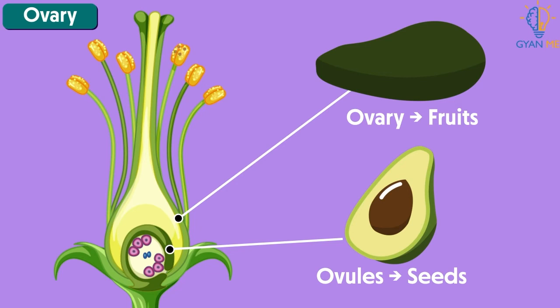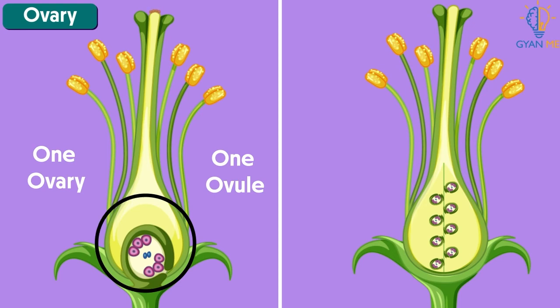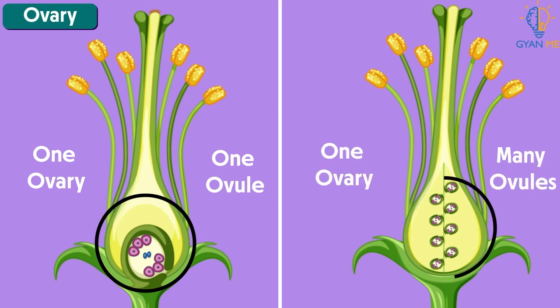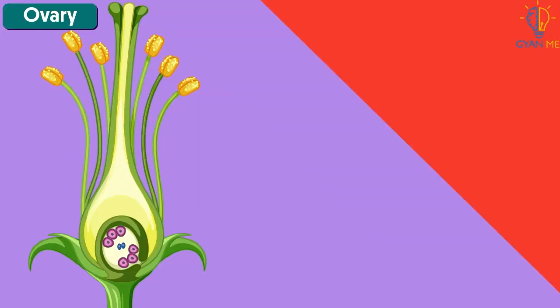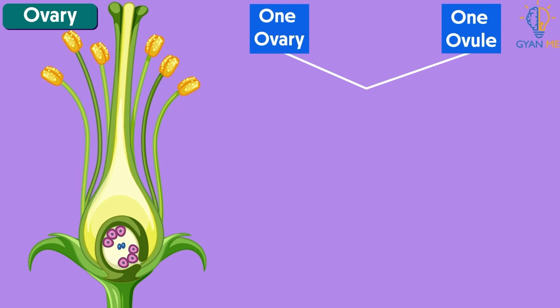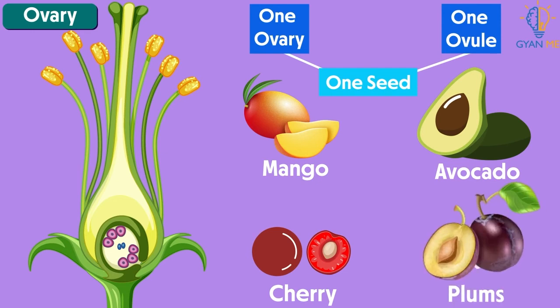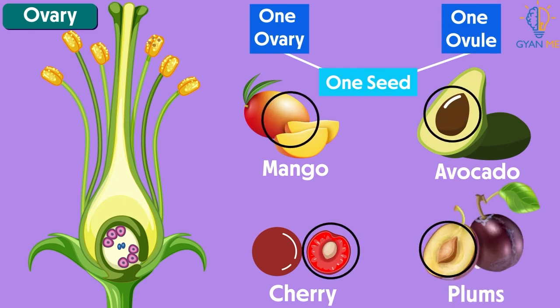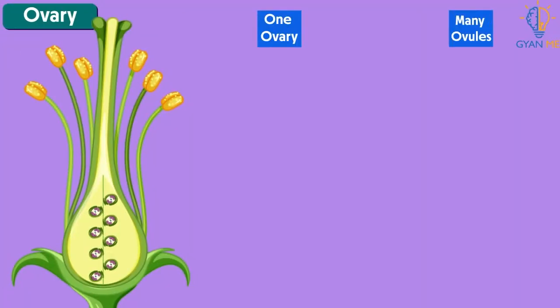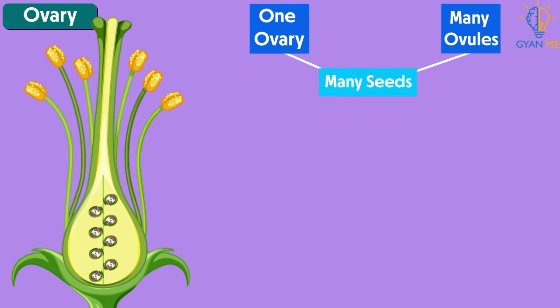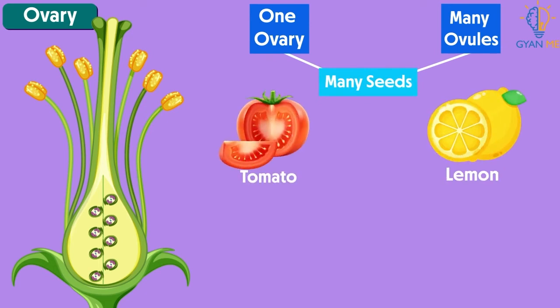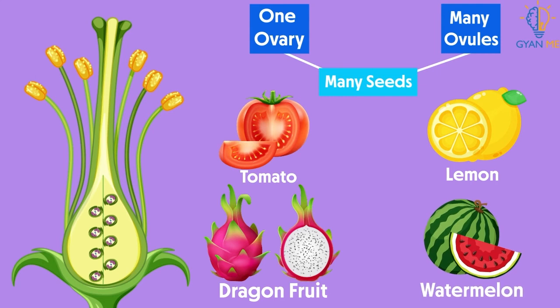Students, note here that there is one ovary in every flower, but inside one ovary there can be many ovules, as you can see here on the screen. Each ovule is a future seed. So we can say that an ovary with one ovule will have fruit with one seed, like mango, avocado, cherry, plums, etc. You can see they have one seed inside them, while an ovary with many ovules will have fruit with many seeds like tomato, lemon, dragon fruit, watermelon, etc. You can see there are many seeds within one fruit.